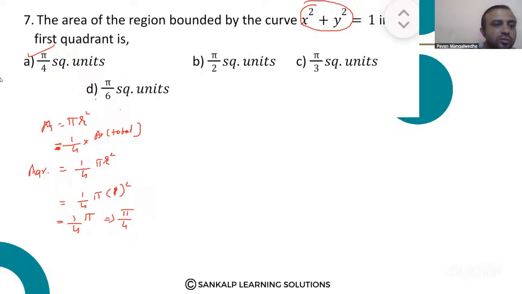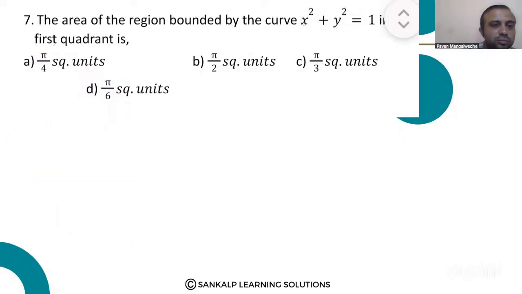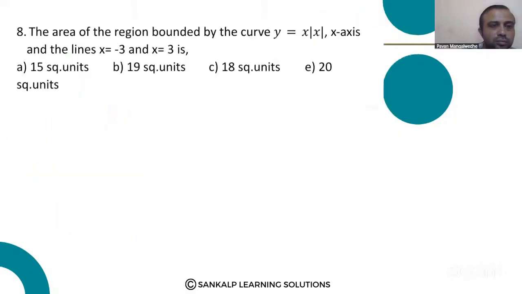Go to the next question. The next question is, the area of the region bounded by the curve y is equal to x mod x, the x-axis, and the lines x is equal to minus 3 and x is equal to plus 3. What is the area of the bounded region? Just try to calculate this. 10 seconds for you.